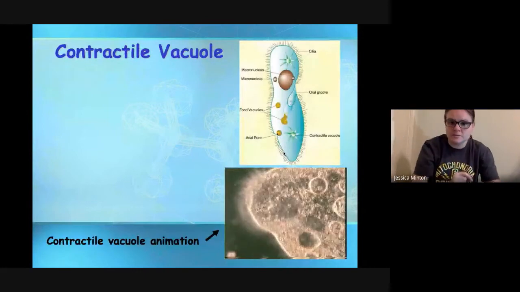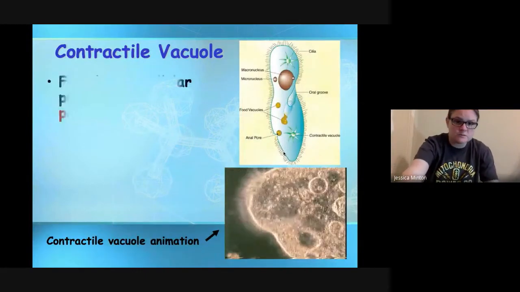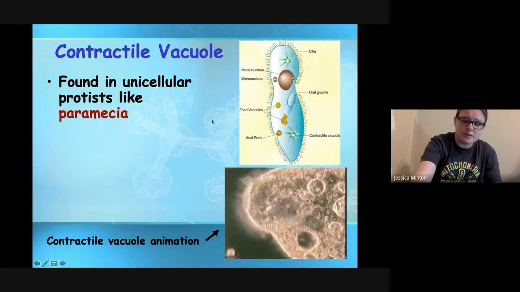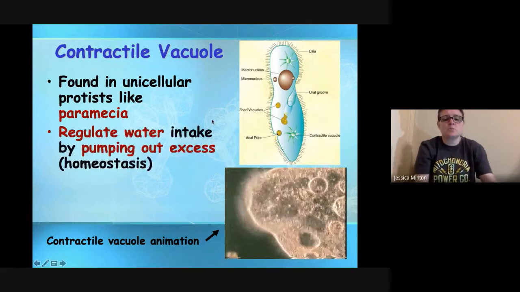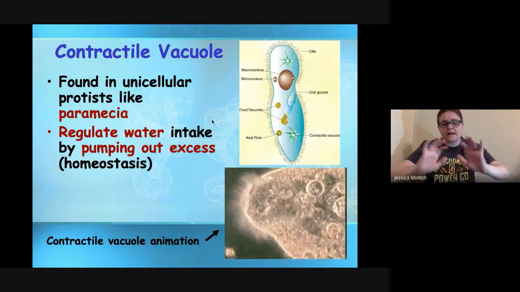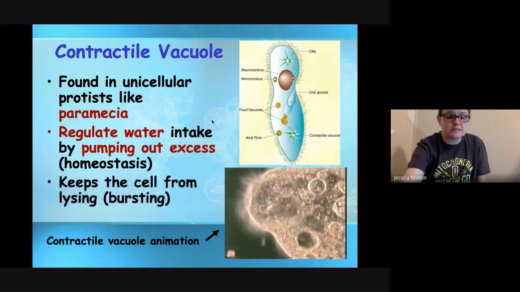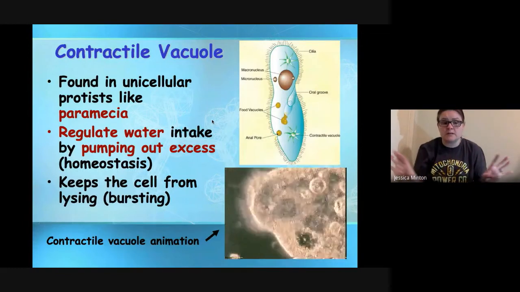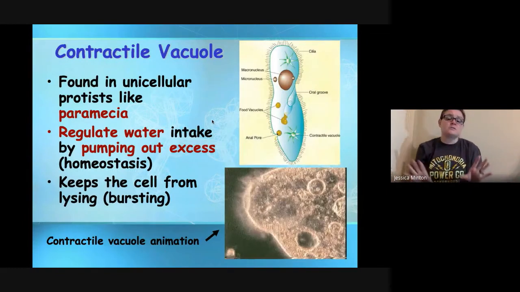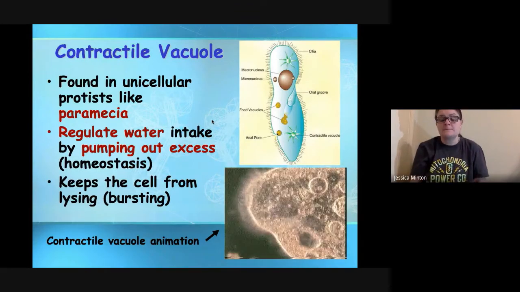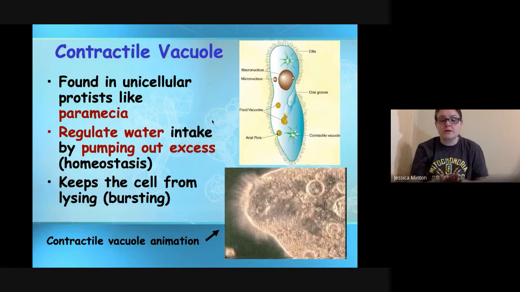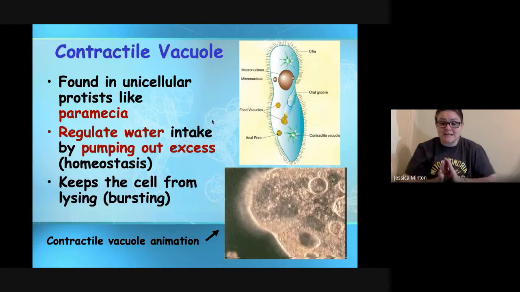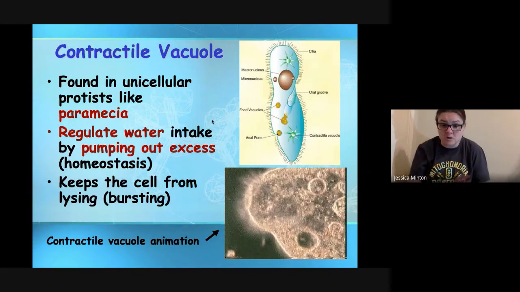Contractile vacuoles. With contractile vacuoles, we're looking at unicellular protists. This one is going to be a paramecium. It regulates water intake and then it pumps out excess water to maintain homeostasis. If we go back to homeostasis, it's that internal and external environment that is going to stay where cells can function at their optimal level. This contractile vacuole is also going to keep the cell from bursting open, because it can't get out what it needs and it's overfilled.